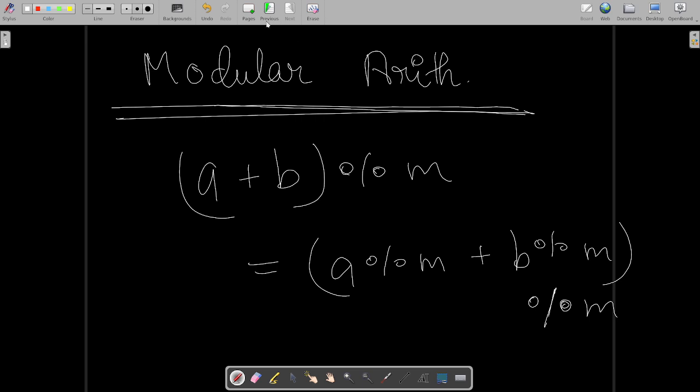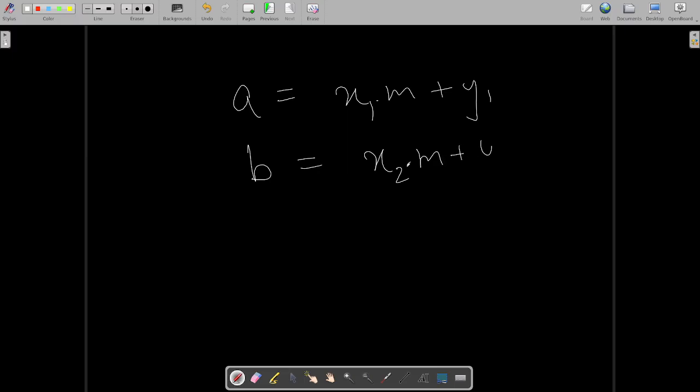Right. And again, this is something pretty simple. If you want a proof, a can be written as b dot m plus c, or as x1 dot m plus y1. And b can be written as x2 dot m plus y2, as some multiple of m and a remainder y. Any number can be written in this form, and x1 can even be 0. So if a is 15 and m is 7, you can just write 2 dot 7 plus 1.